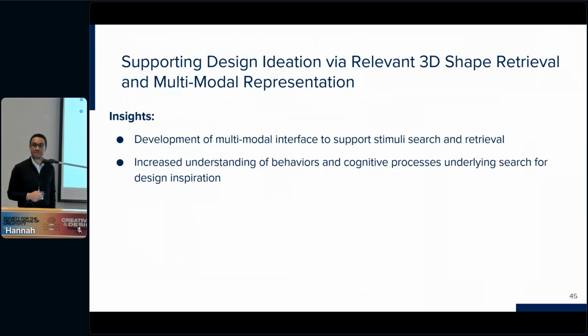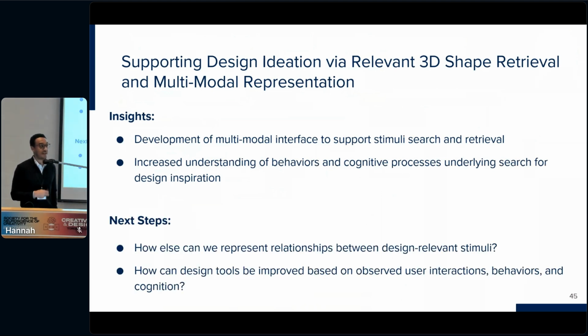Some of the next steps that this left us with, and this is carrying us on into present day, is how else can we better represent relationships between this design information? And ultimately, how can design tools be improved based on the way in which people are using them, their behaviors, their cognition?